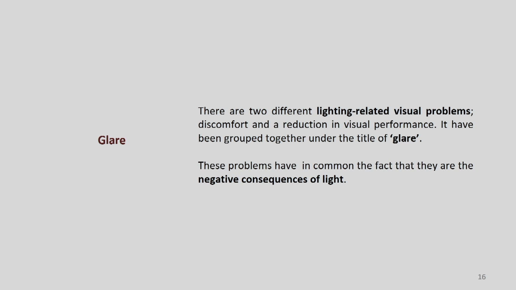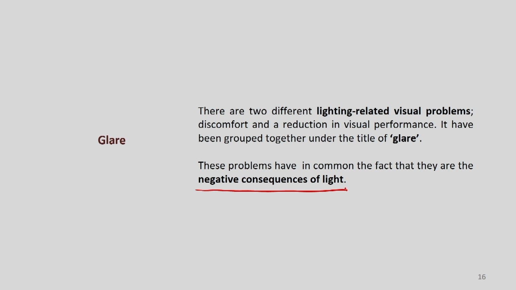So, these two things, discomfort and reduction in visual performance, we group together under this glare category, and these problems have in common the fact that they are the negative consequences of light. Very important, these are the negative consequences of light.